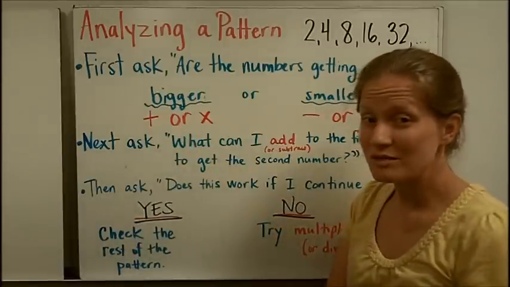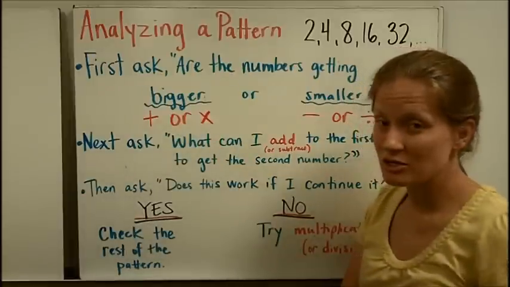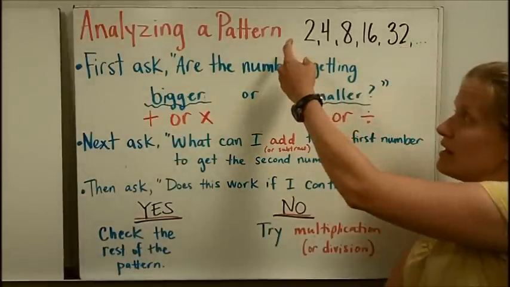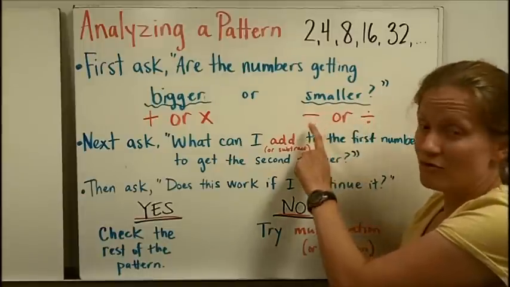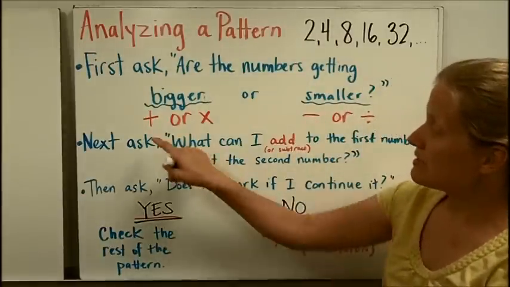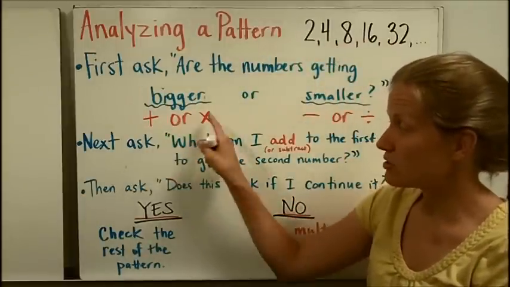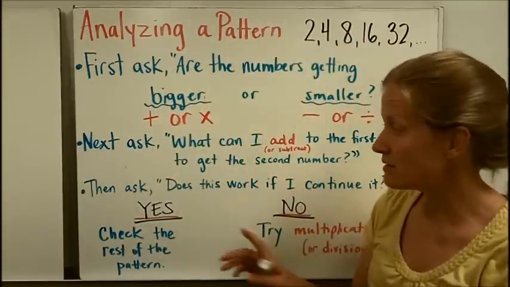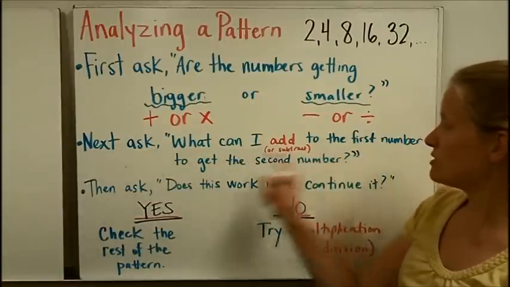The operations that make numbers get bigger are addition and multiplication. If the numbers had been getting smaller as we go left to right, then we would know it had to have been a subtraction or a division pattern. But since we see that the numbers are getting bigger, we know that it has to be either an addition or a multiplication pattern.